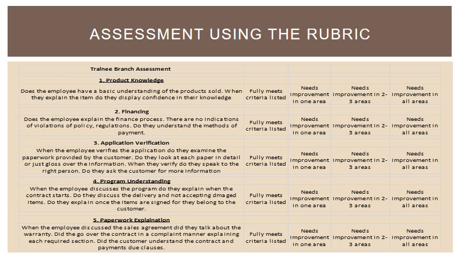Now you'll notice on the rubric we've got the trainee branch assessment, and this is basically what the trainer looks for on these different situations. First is the product knowledge. Does the employee have a basic understanding of the product sold? Now, we're not asking them to be an expert. We just want them to have a basic knowledge and understanding. In time, they'll get that expertise, but do they know what a TV is? Some basic things. When they explain this item to the people, do they display confidence in their knowledge, or are they constantly questioning, is that right? Is that wrong?